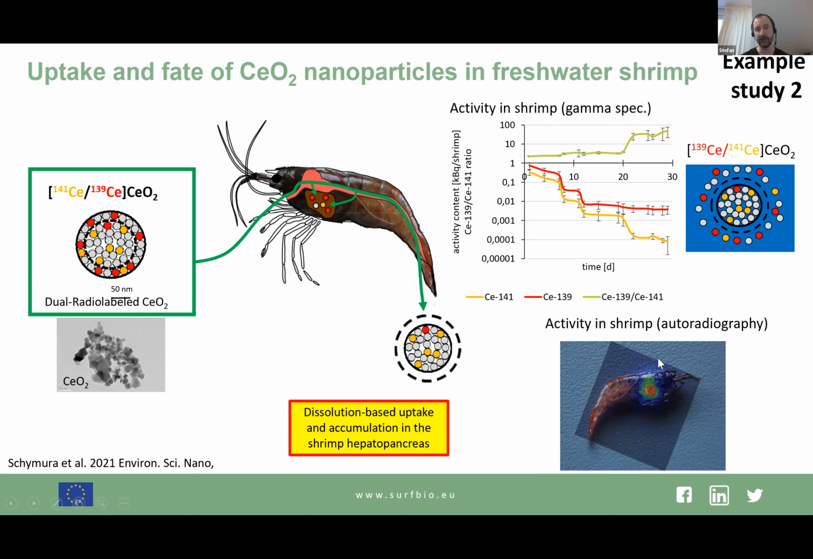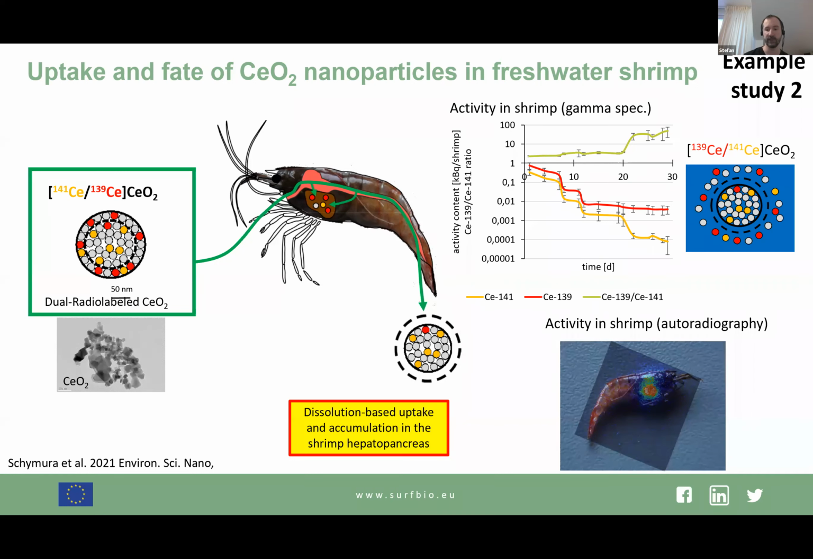And from autoradiography, we can localize this activity here in the lower thorax of the shrimp, which is, of course, the hepatopancreas, which deals with the heavy metal elimination. So within one experiment on live shrimps, we could show the dissolution-based uptake and accumulation.